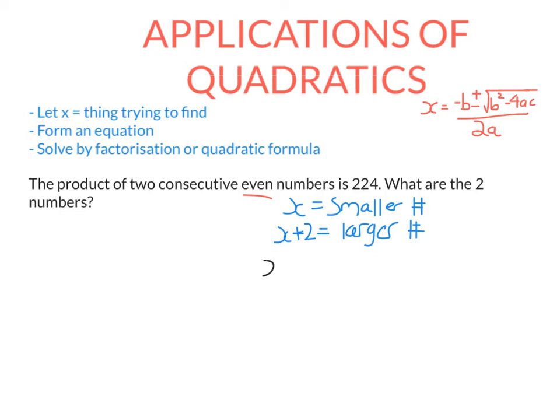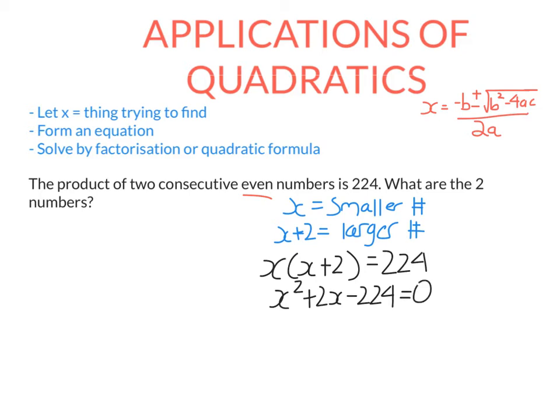So we're going to have smaller number times larger number is equal to 224. So we're going to expand the brackets and then subtract 224 from both sides. So I'm going to solve this using the quadratic formula. 224 is a big number with a lot of factors. That's why the quadratic formula will be easier. So here, a is 1, b is 2, c is negative 224.